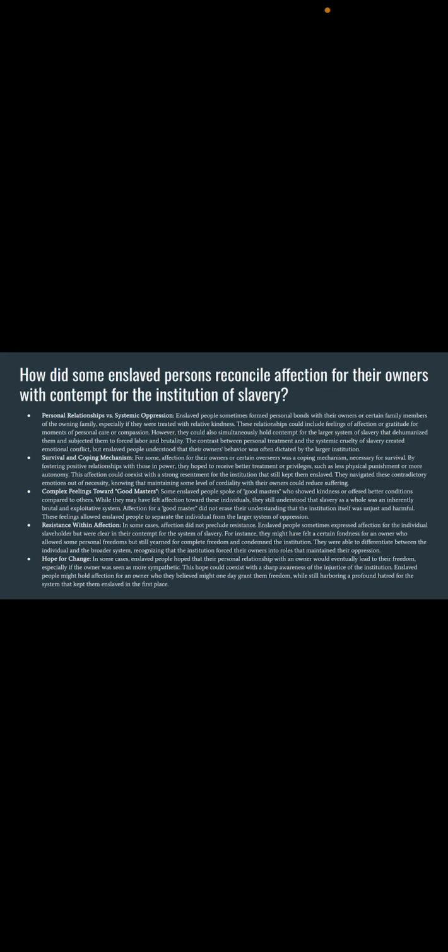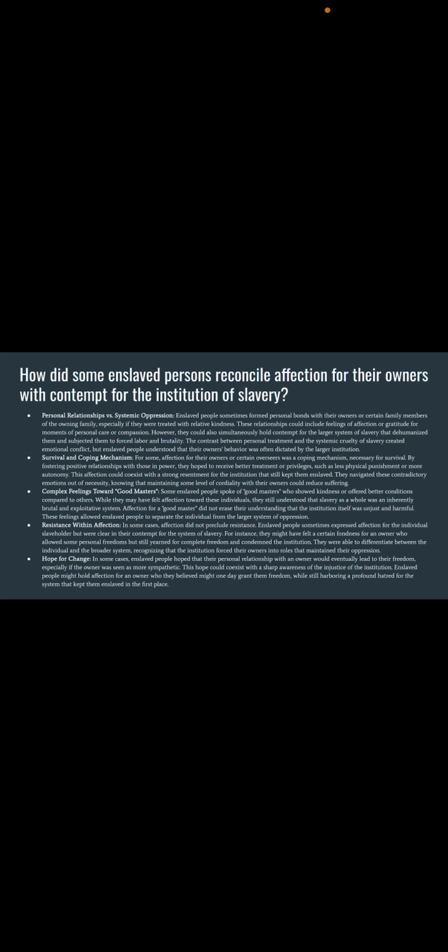Enslaved people sometimes formed personal bonds with their slave owners or members of the family, especially if they were treated with relative kindness. These relationships could often include feelings of affection or gratitude for moments of personal care or compassion. However, they could also simultaneously hold contempt for the larger system of slavery that dehumanized them and subjected them to forced labor and brutality.